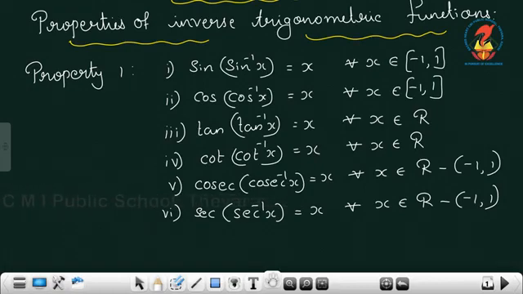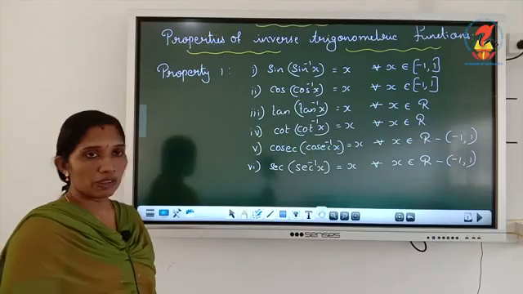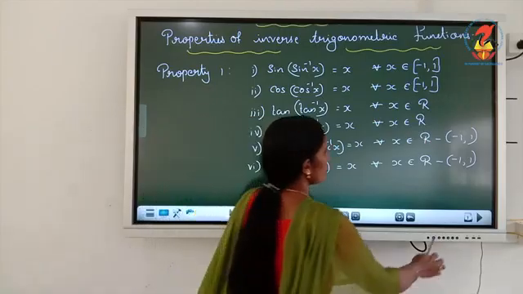Cosec of cosec inverse x is x for all x belongs to the domain of the cosec inverse function, which is R minus the open interval (-1, 1). And sec of sec inverse x is x for all x belongs to R minus the open interval (-1, 1). You have to write this in the notebook.